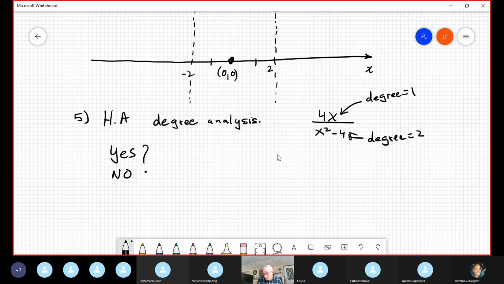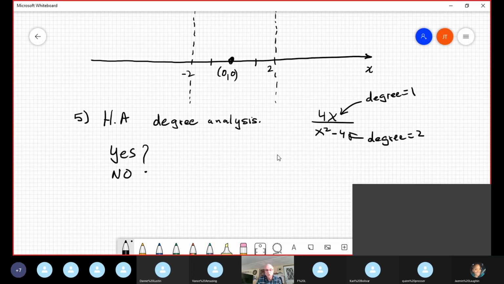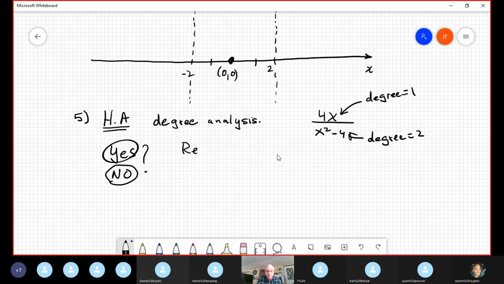Answer me. Yes or no? No. Everyone is agreeing no? Be careful. Yes, no, yes, no. Okay, be careful, because horizontal have two cases, regular and special. Regular, when the degree is the same, I agree. And special, when the degree of the denominator is bigger than.